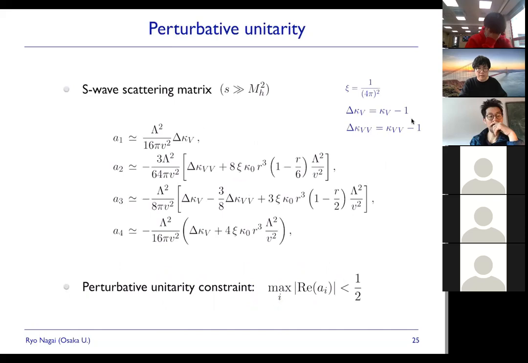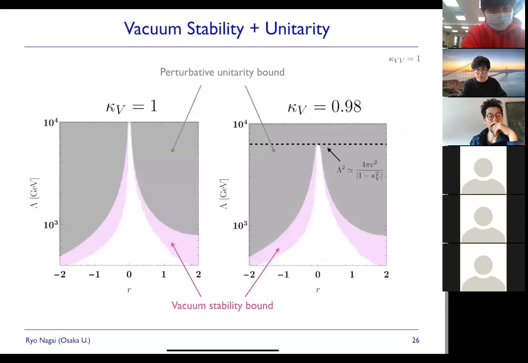Delta kappa V and delta kappa VV are defined like this, so this corresponds to the deviation of the Higgs coupling with the gauge boson. Generally speaking, these are independent parameters from kappa 3 and kappa 4, so here I introduce these parameters as free parameters. We know that if either delta kappa V, delta kappa VV, or R is non-zero, the eigenvalues grow with the cutoff energy scale lambda. So by imposing the unitarity bound, we can obtain the relationship between the cutoff scale lambda and the Higgs coupling deviation factor. Let us check the numerical result.